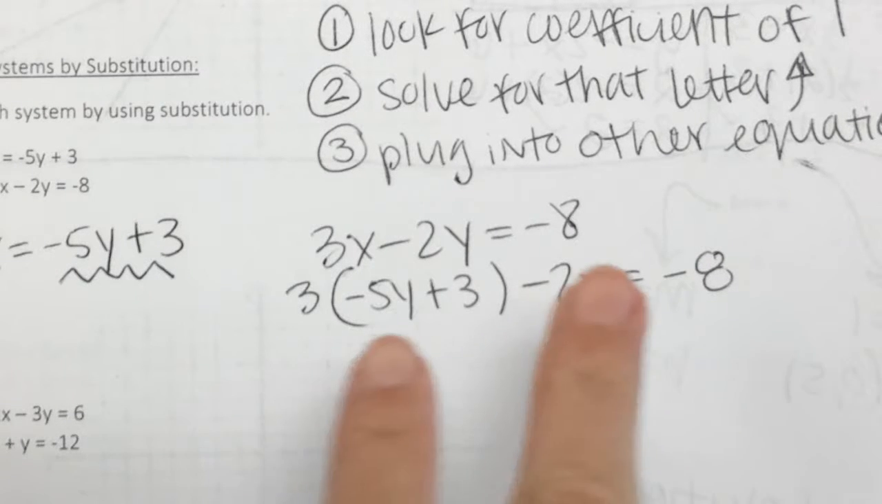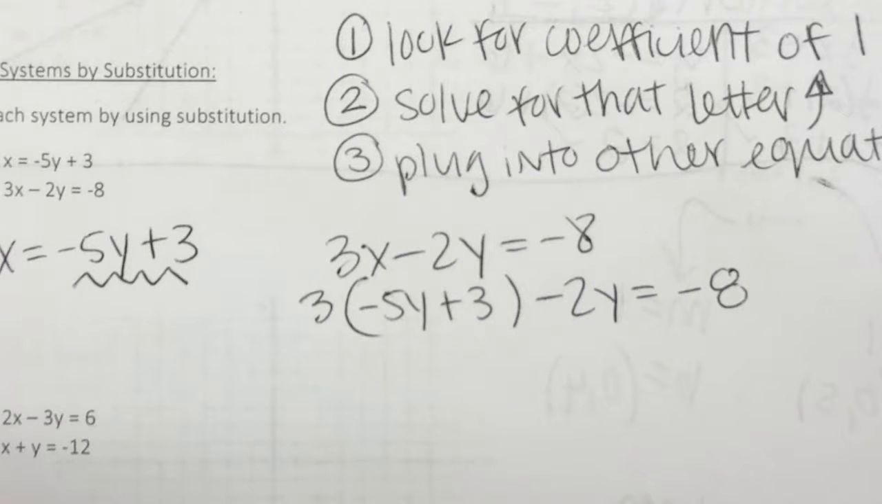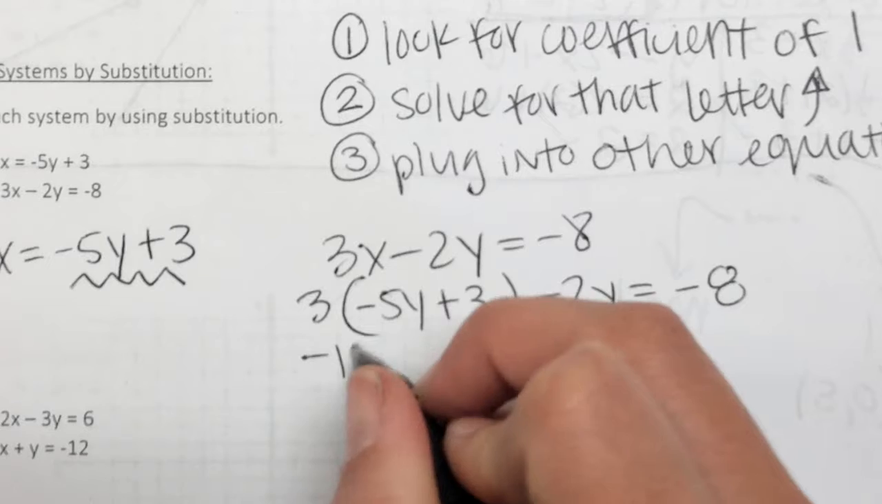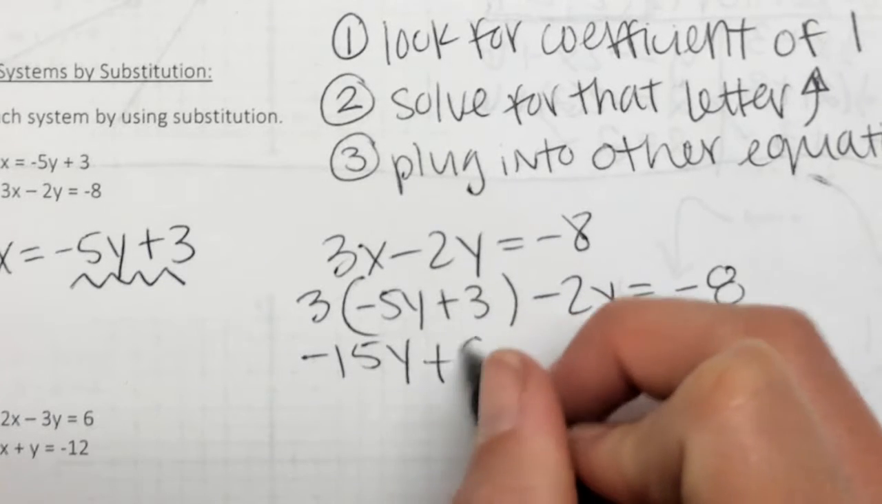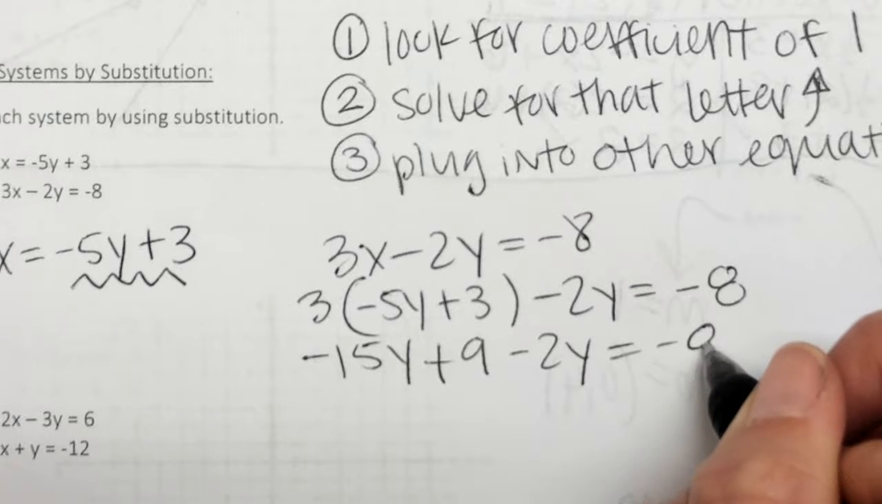And notice now we don't have an x. We just have one variable. So that's going to let us solve for y, since we only have one. So Amy, what would you do from here to solve for y? Alright, that's going to give us what? Negative 8.